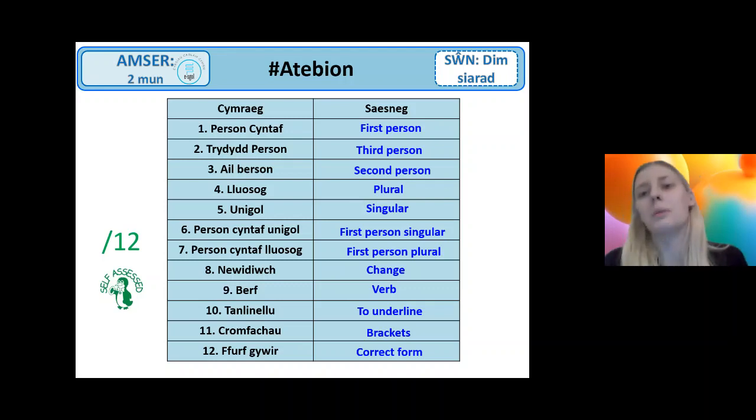Da iawn, I can see some people in the chat have managed to get the full marks. Da iawn, ardderchog, that's really impressive.